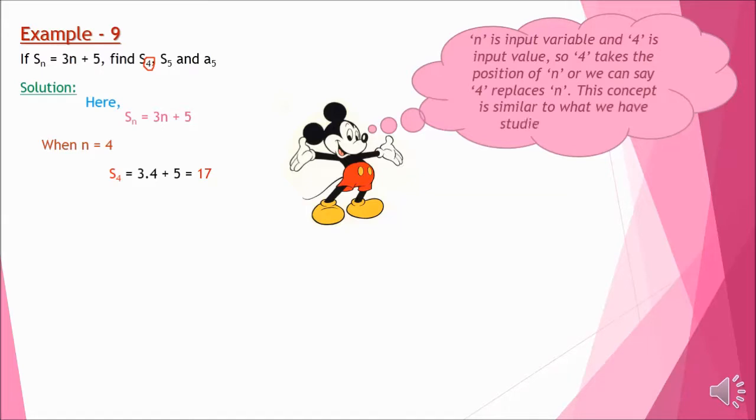Now we have to find S5, that is when n is equal to 5. S5 is equal to 20. Now 5 replaces n. N is replaced by 5. So the calculation gives 20. S5 and S4 we have found. Now A5, as before, we can easily say is S5 minus S4. Now let's see.